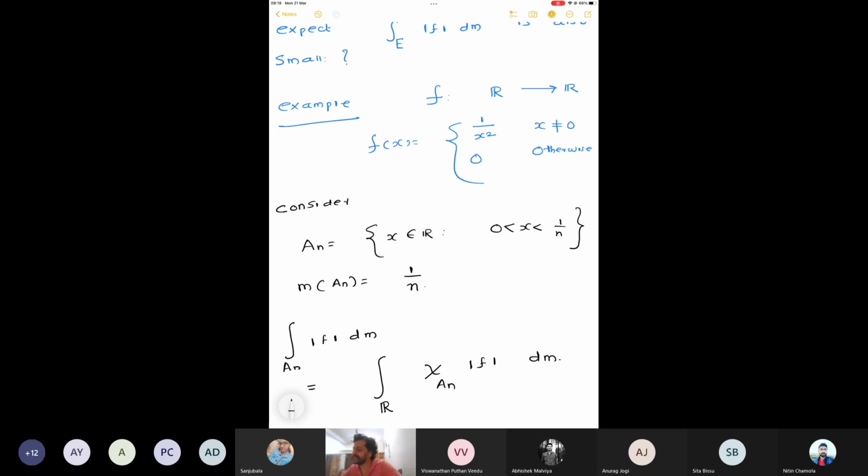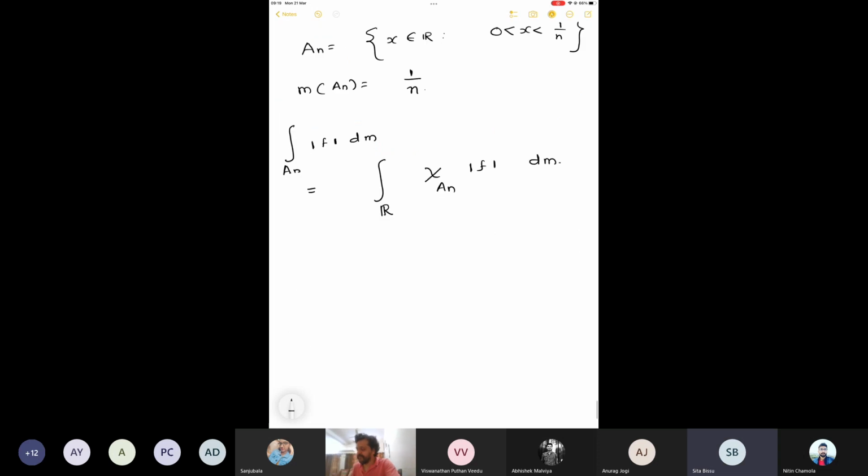Agree? x is less than 1 by n. Therefore, 1 by x square is greater than n square. Yes or no? Yes. Therefore, this is greater than or equal to... remember, mod f is a non-negative function, and mod f is greater than or equal to n square. Therefore, integral over mod f will be greater than or equal to integral over n square chi An dm.